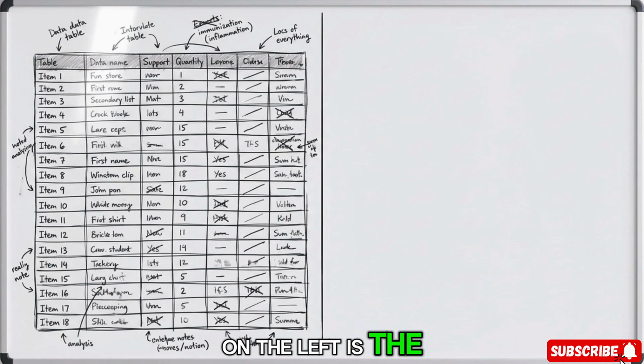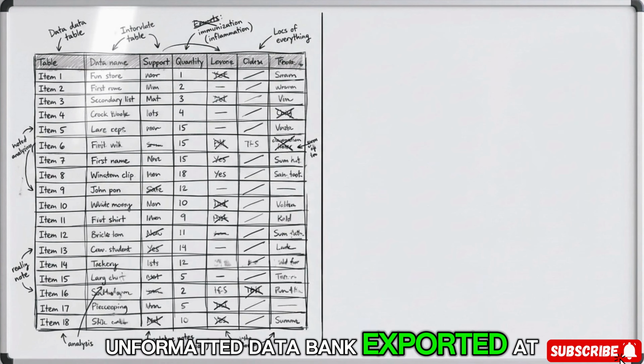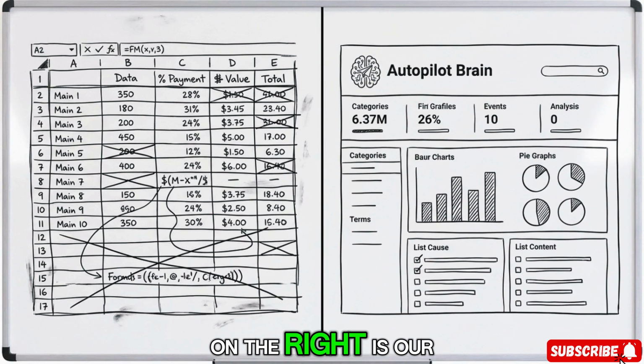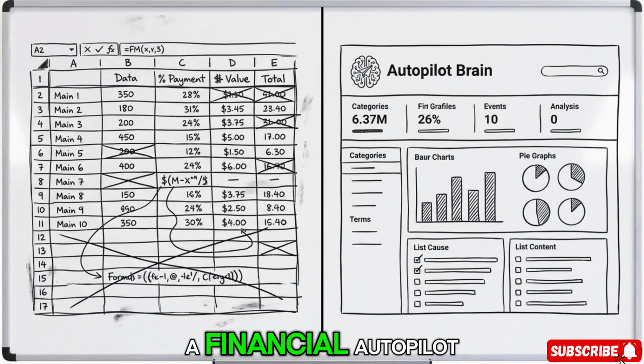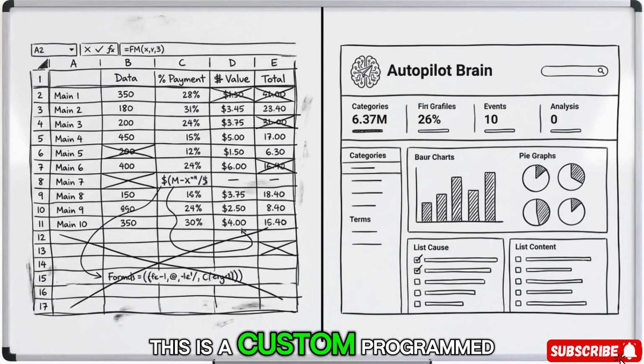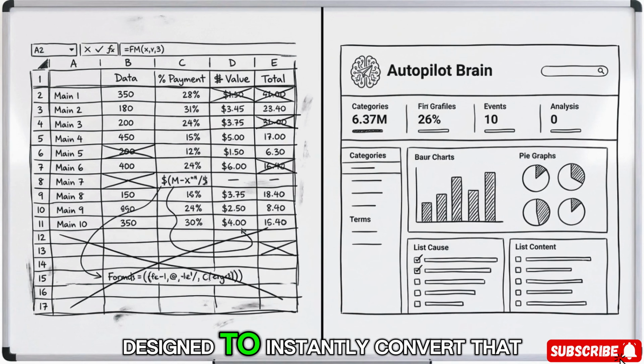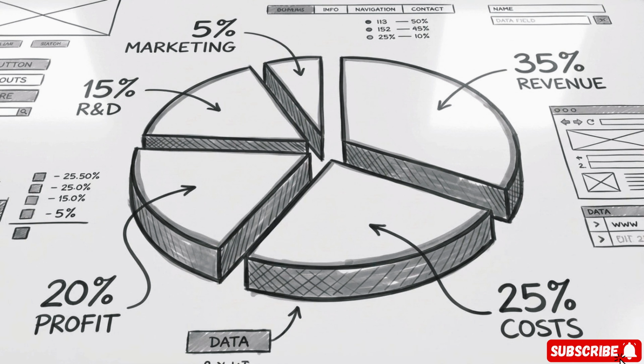On the left is the raw, unformatted data bank exported at the end of the month. On the right is our end goal, a financial autopilot. This is a custom-programmed AI engine designed to instantly convert that messy export into a clean, highly structured dashboard featuring an accurate pie chart of your spending.